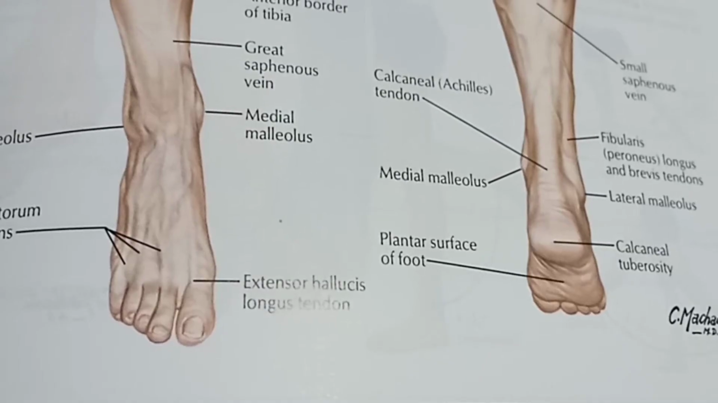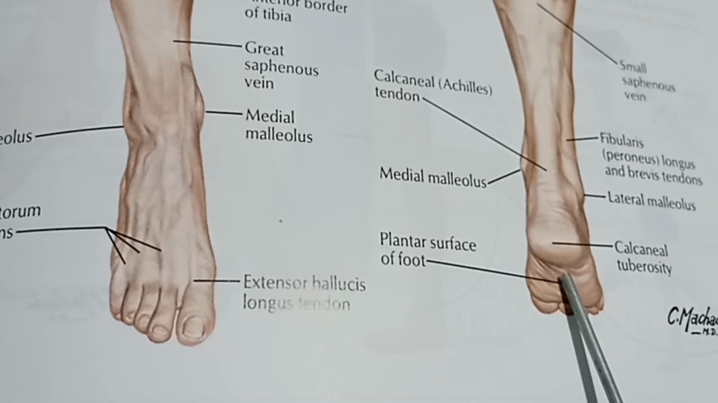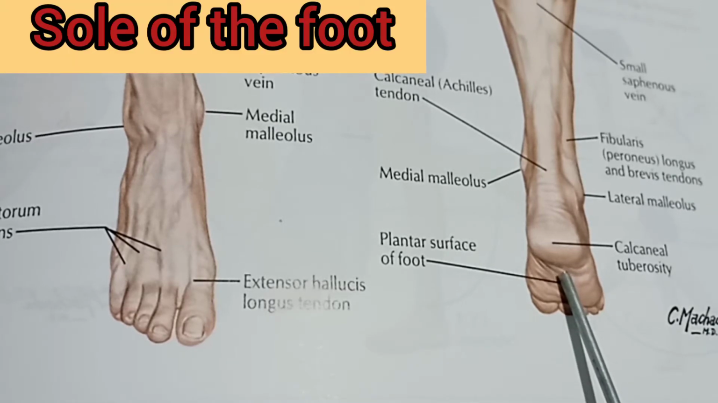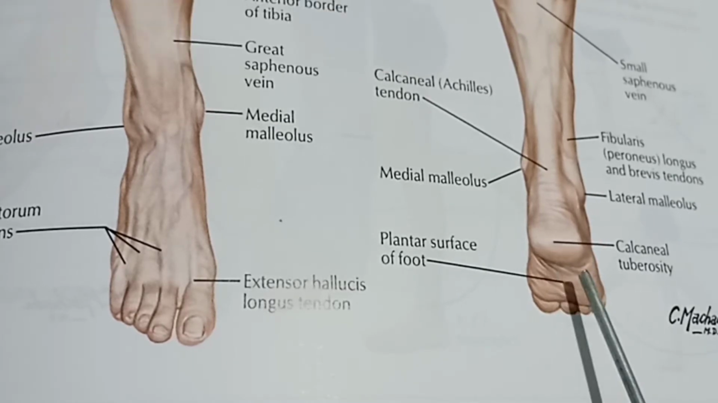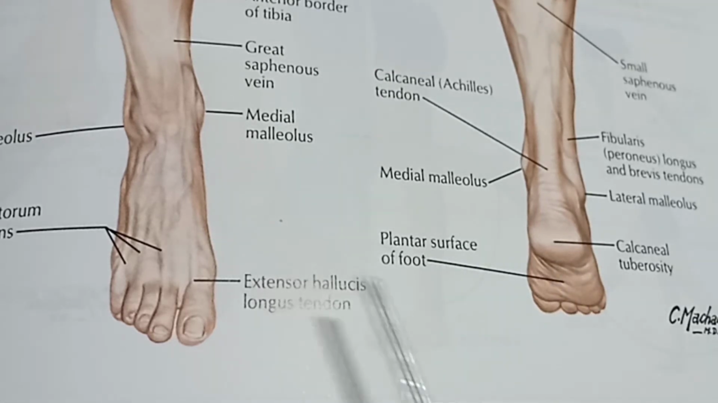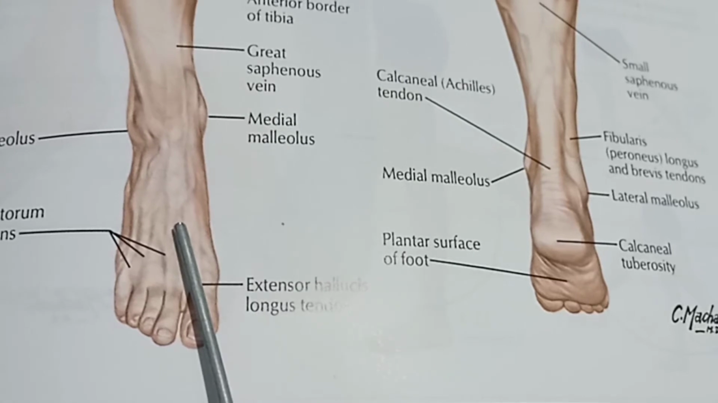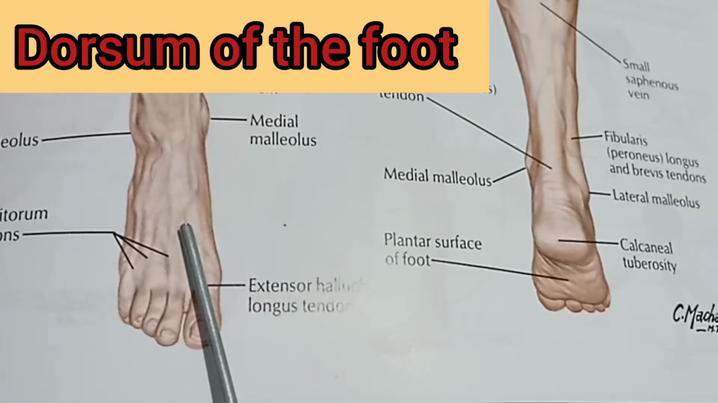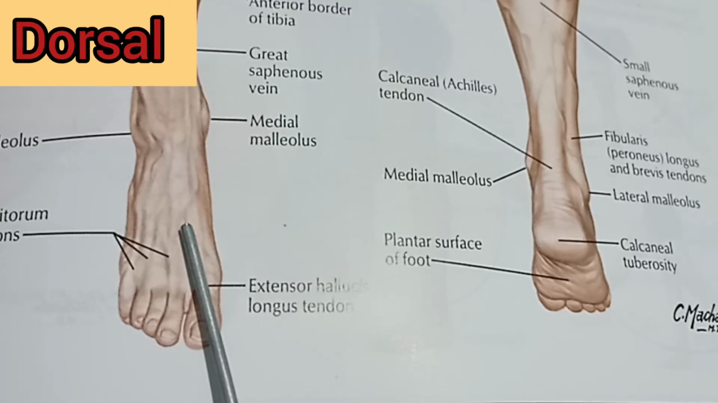The foot has two surfaces. The surface which touches the ground is named sole of the foot. Any structure in the foot close to the sole is described with the word plantar. This surface is named dorsum of the foot. Any structure close to it is described with the word dorsal.